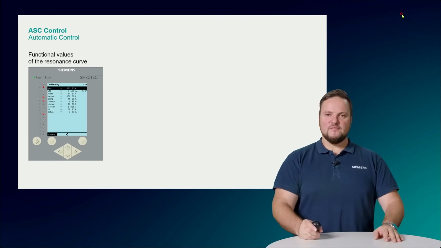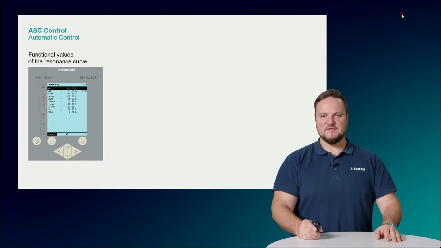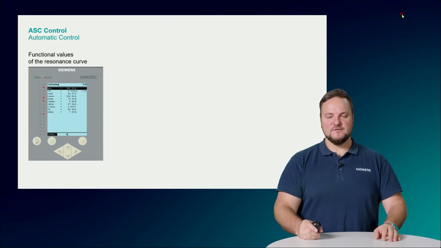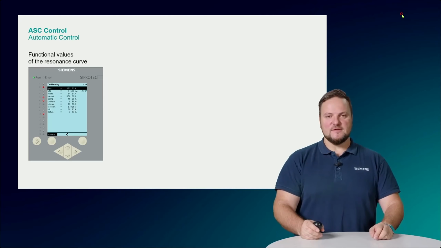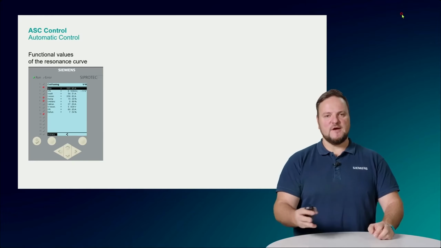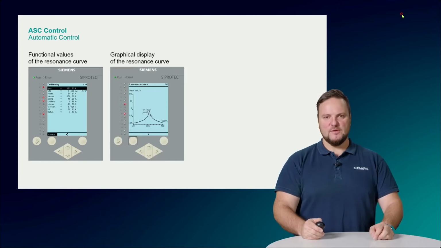Thank you, Thomas, for the nice introduction about the basics of arc suppression coil control. It was really impressive. So now we start with the second part of our presentation, and I would like to show you a bit more about the functional values of the resonance curve and also what we did in our implementation for the function.